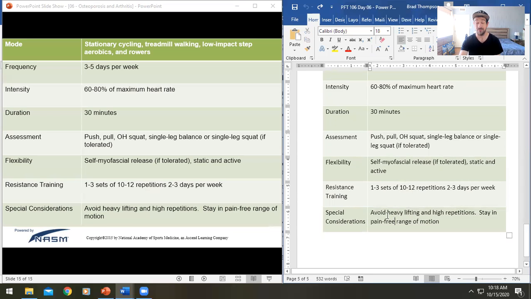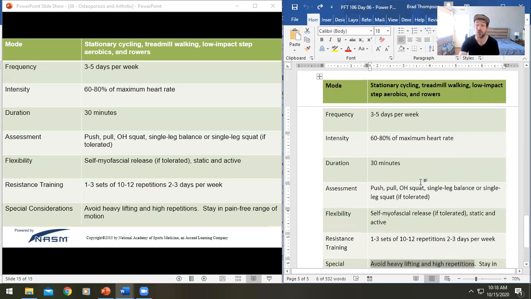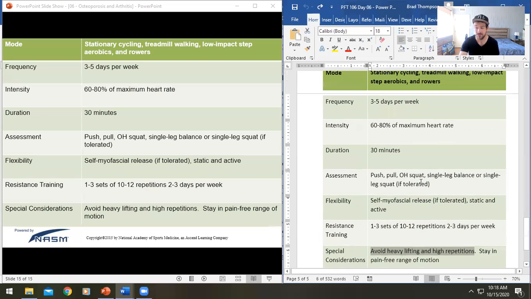So special considerations, avoid heavy lifting and avoid high repetitions. You know what the best type of lifting is for clients with arthritis? Hypertrophy. That is our best phase of training. Not because we're trying to make bodybuilders with arthritis. It just happens to be that that is almost the perfect rep range. So hypertrophy and the lower ranges of strength endurance are the best for clients with arthritis.